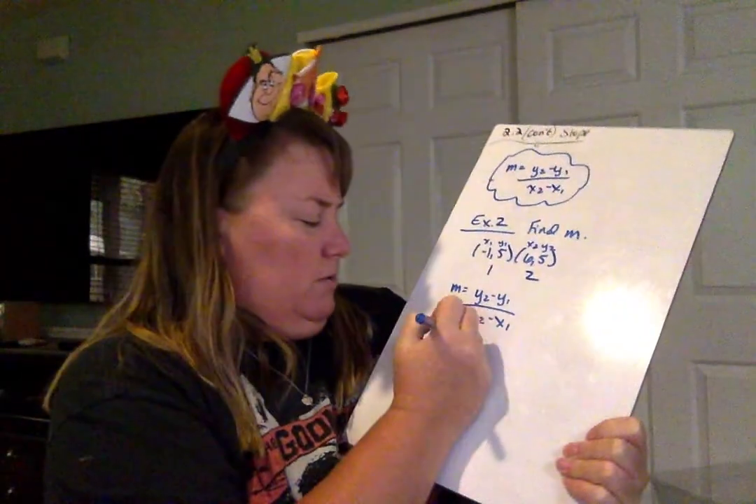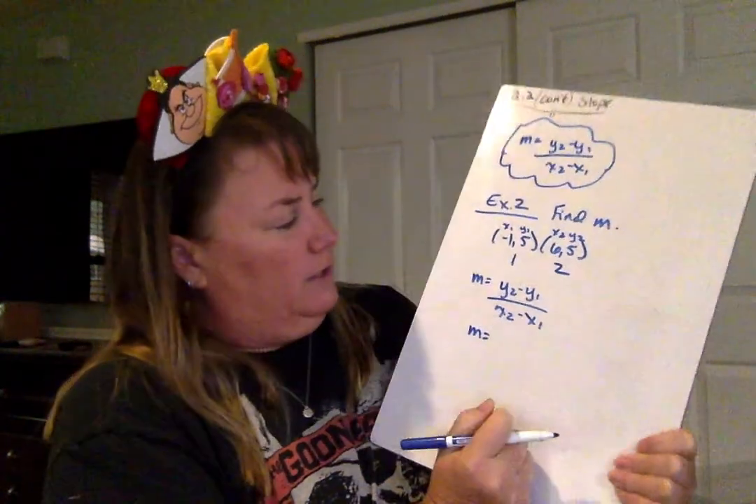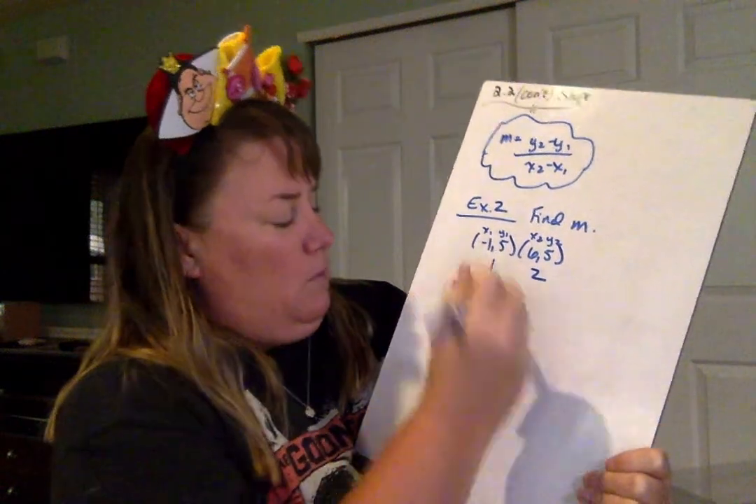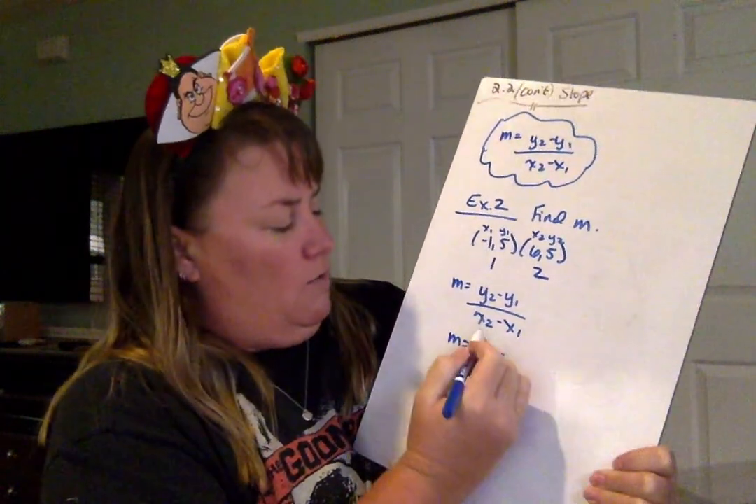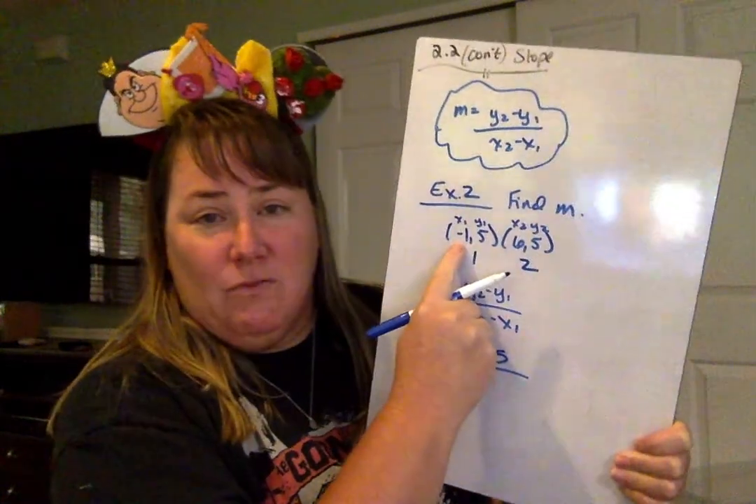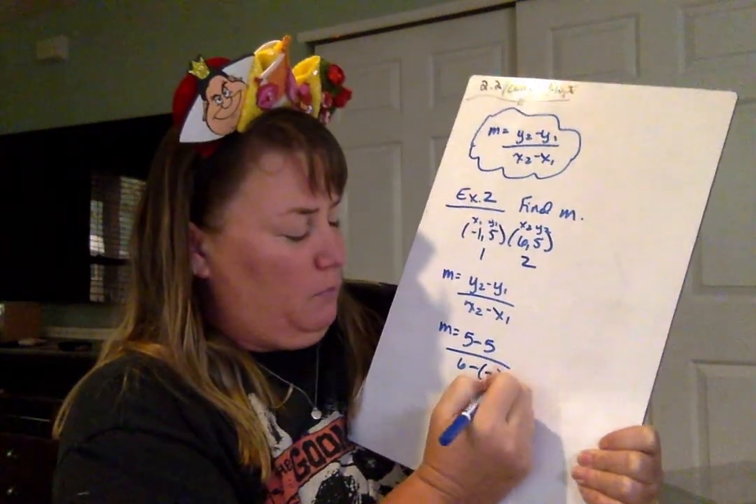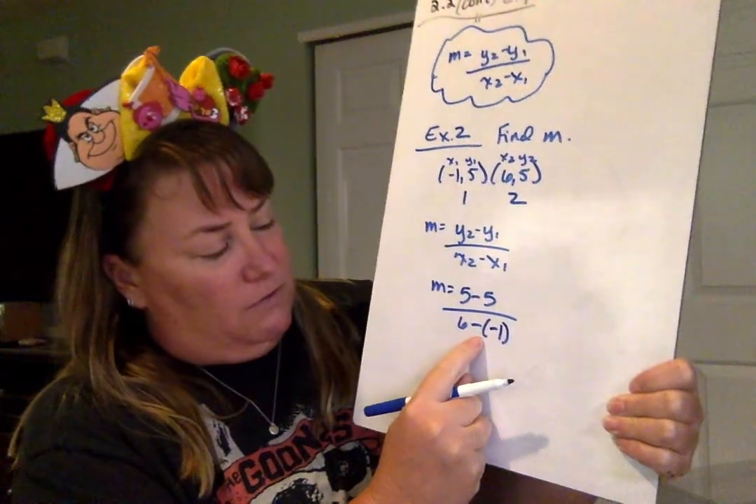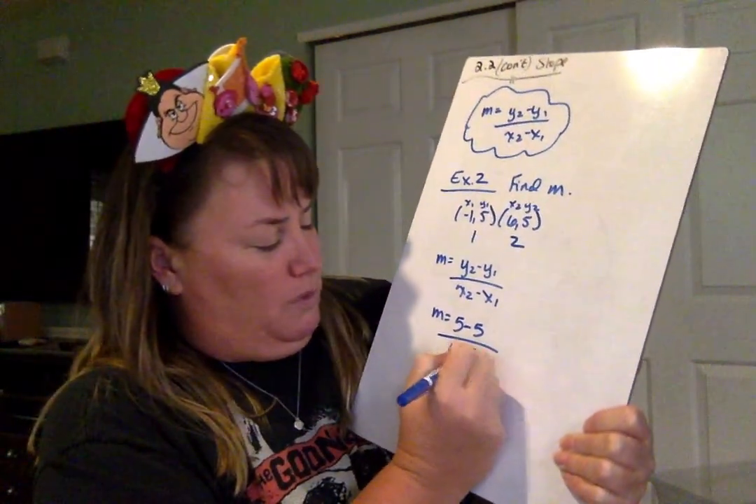Here we go. So m equals, let's find the change vertically. y2 is 5 minus y1, which is 5, over x2, which is 6, minus a -1. So when you subtract a negative, don't forget to put that in parentheses, (-1). And then change your face. Remember, you got a little face here. To a big fat plus sign.